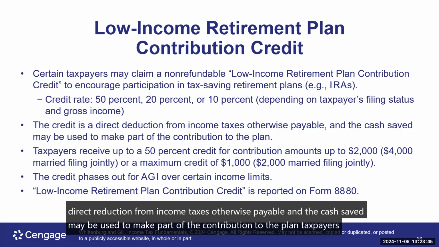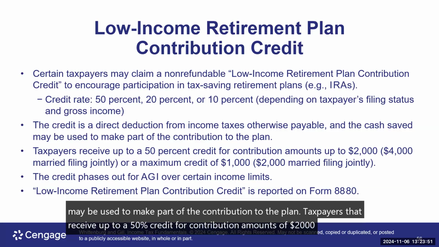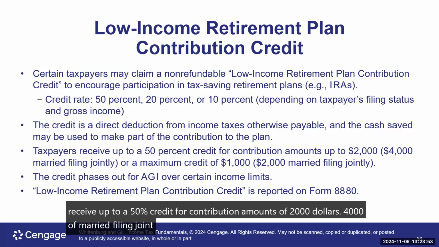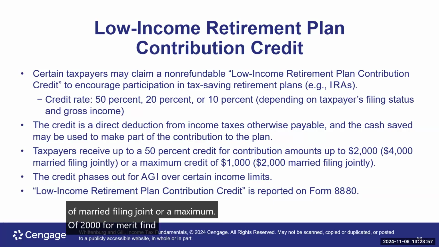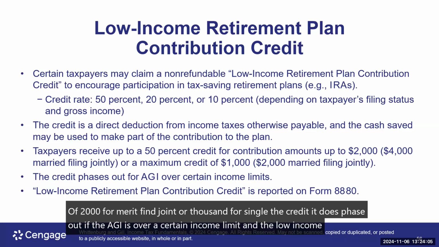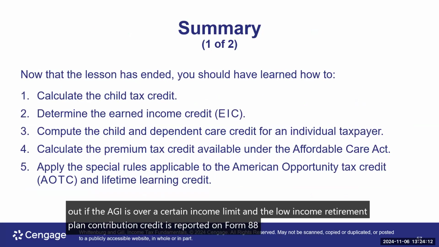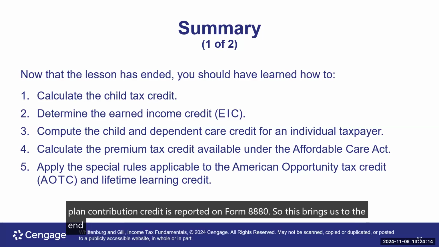Taxpayers can receive up to a 50% credit for contribution amounts of $2,000, or $4,000 if married filing joint, for a maximum credit of $1,000 for single or $2,000 for married filing joint. The credit does phase out if the AGI is over a certain income limit, and the low income retirement plan contribution credit is reported on Form 8880. So this brings us to the end of Chapter 7, Tax Credits.